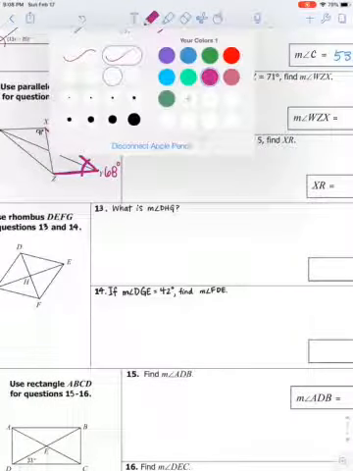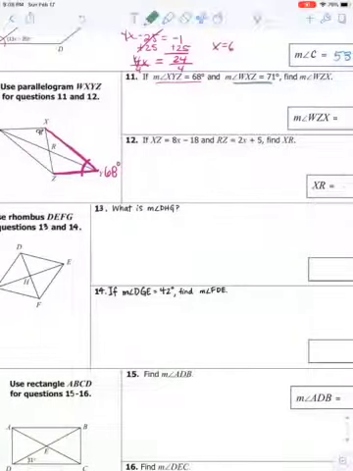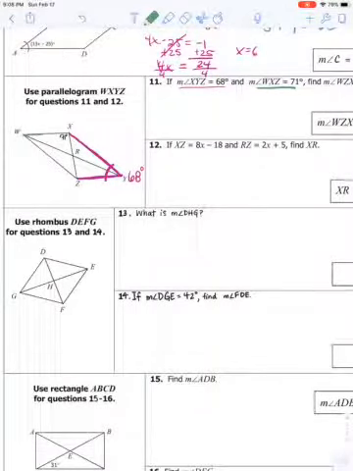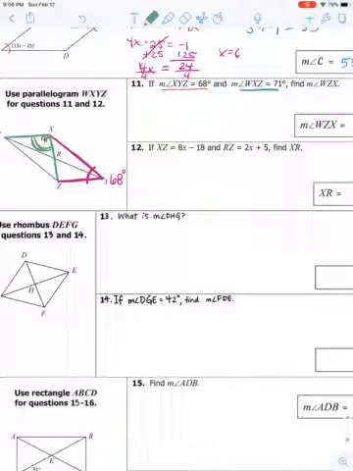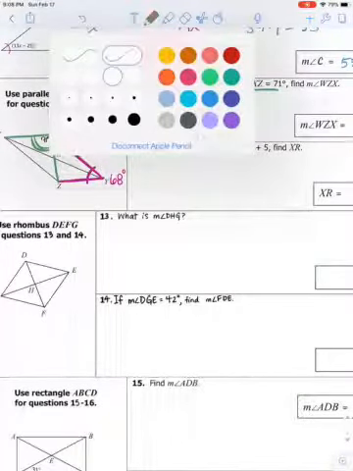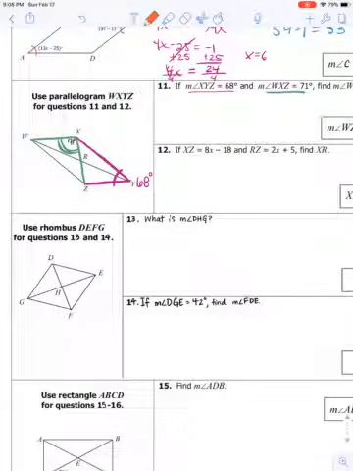And then WXZ, so here's W to X to Z, is 71. So there's that right there. Okay, very good. So we want to find the measure of WZX. So let's just go over that. W, Z, X. Okay, so that's what we're trying to find right there.